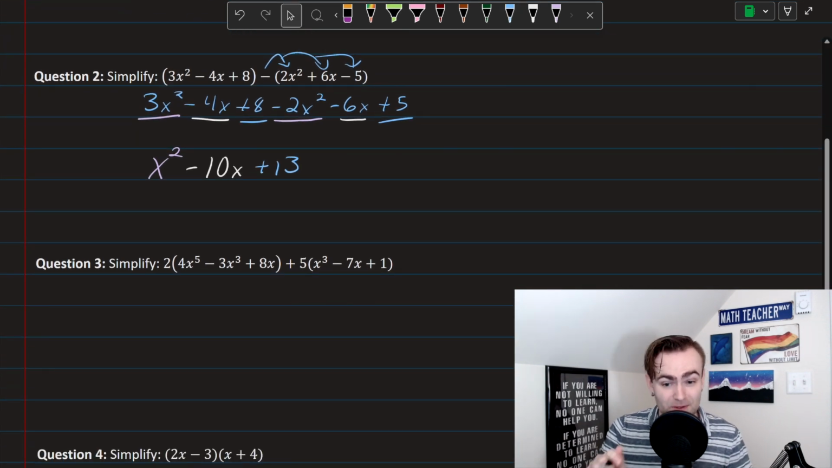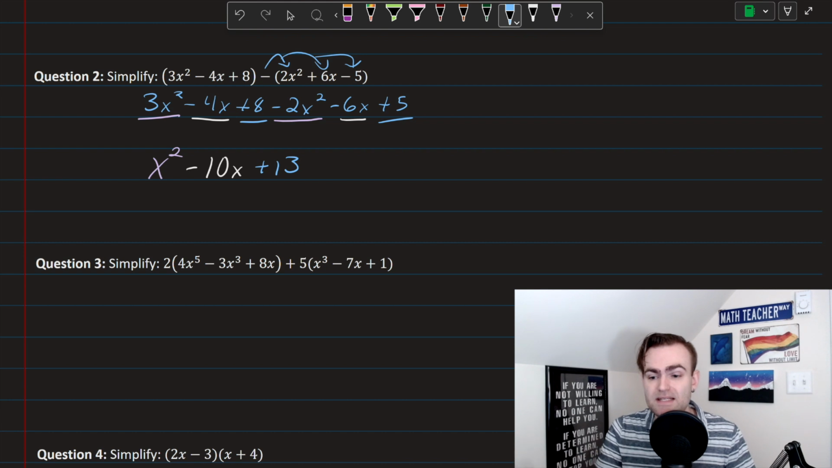Now this again is why I like to distribute, is sometimes we might have coefficients or we're multiplying by multiple pieces. So I like to do everything kind of methodically, if you will. You don't have to do it methodically like I do, but it definitely helps.